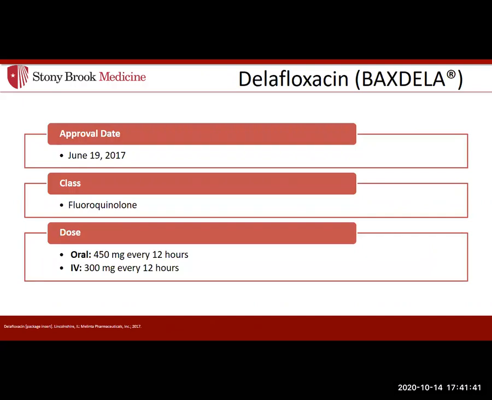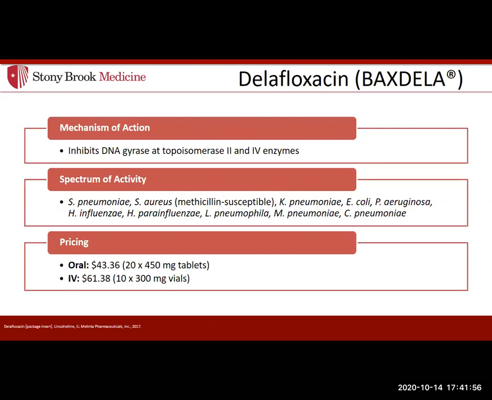And finally, our last drug is delafloxacin, also known as Baxdela. This is a newer fluoroquinolone approved for CAP that works similarly to the other fluoroquinolones and is also available in an oral and IV form, just like the other new medications that were recently approved. Mechanistically, delafloxacin works by inhibiting DNA gyrase at the topoisomerase 2 and 4 enzymes. In terms of its spectrum of activity, delafloxacin is different from lefamulin and omadacycline because it covers Pseudomonas in addition to strep pneumo and the other atypical organisms.